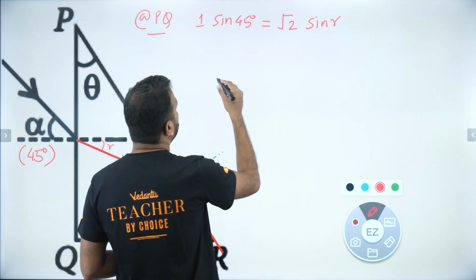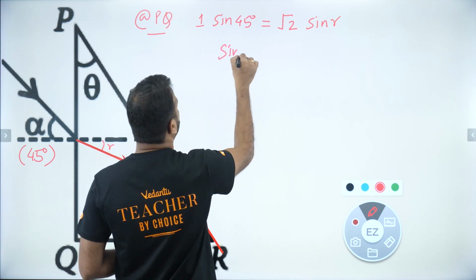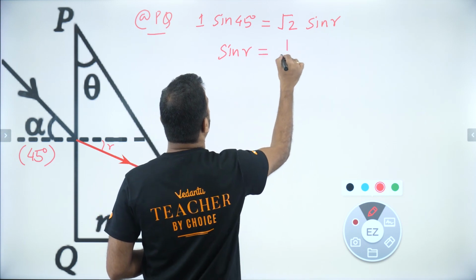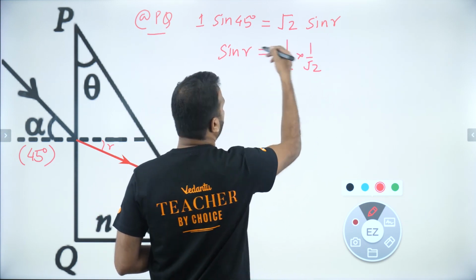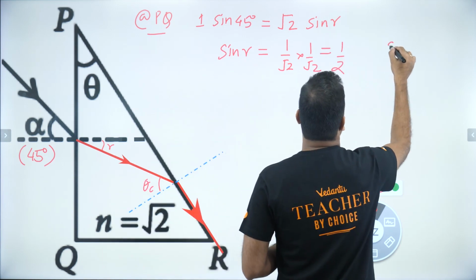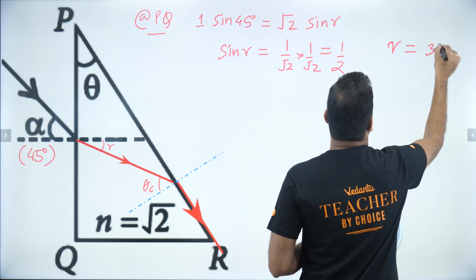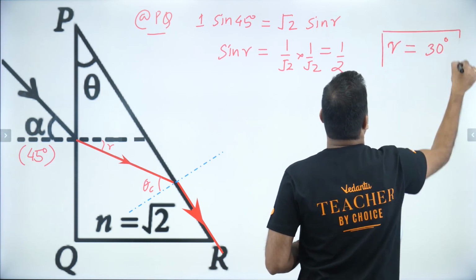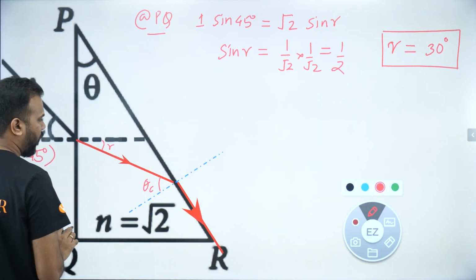Sine alpha is the 45 degree value, so 1 by root 2. So I can say that sine r is equal to 1 by root 2 into 1 by root 2. Taking this root 2 also here, this value comes out to be 1 by 2, or simply I can say that the value of the angle of refraction comes out to be 30 degrees. Okay, so we have found the value of the angle of refraction. This angle has been found here.